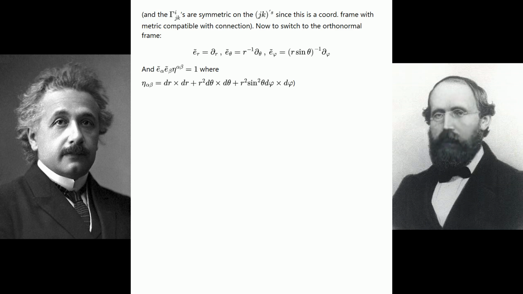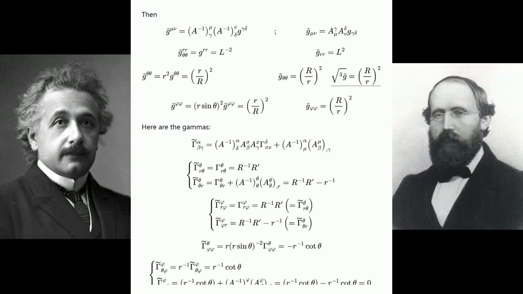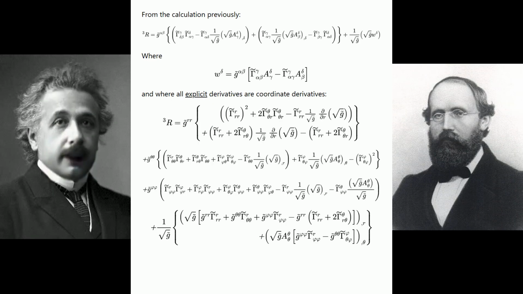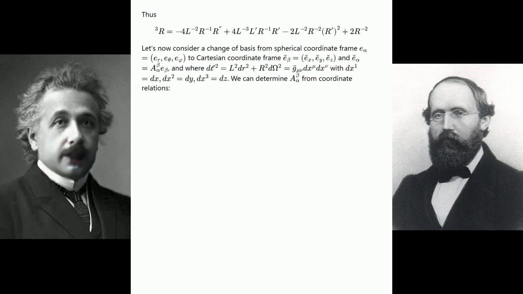So, for E sub alpha equals E sub beta A sub alpha to the beta, and defining a sub alpha to the beta dash, see the equation. Then see the equations. Here are the gammas. See the group of equations shown. From the calculation previously, see the next equation shown, where see the equation, and where all explicit derivatives are coordinate derivatives. See the group of equations. Thus see the equations. Thus see the group of equations shown. Thus see the next equation shown.